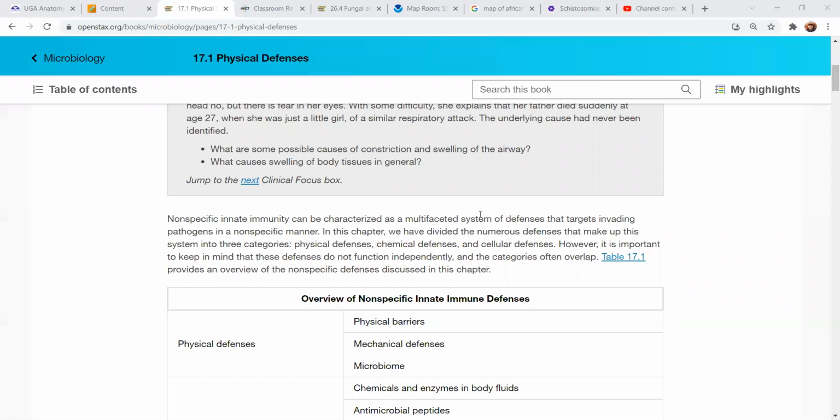The immune system. That's what we'll start to discuss in this lecture video. We'll look at the innate or non-specific immune defense. And then in the next video, we'll take a look at our specific defenses. So innate immunity is essentially what we are born with.